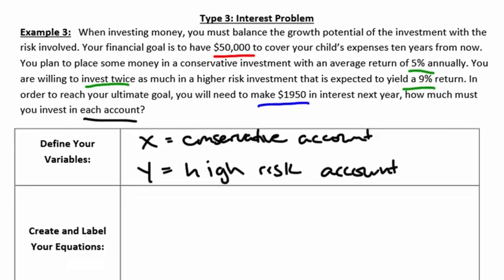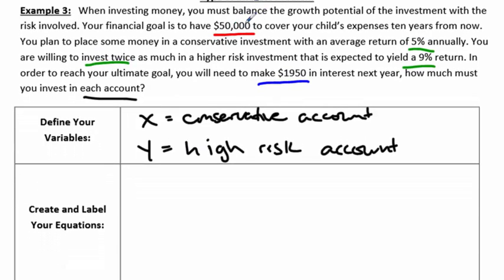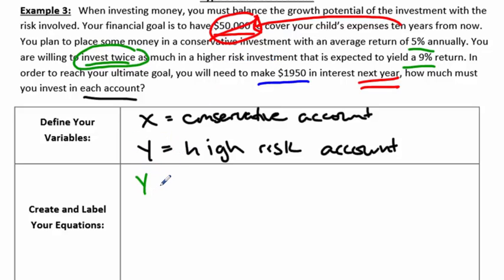Now for the two equations. This $50,000 is the amount that we're going to have 10 years from now, so it's actually extra information since what we're talking about is next year for this particular problem. So we're not going to use this value. What we are going to use is the fact that we're going to invest twice as much money in the high-risk investment. So the amount in the high-risk investment Y needs to be 2 times the amount in the conservative account X. So that'll be my first equation.